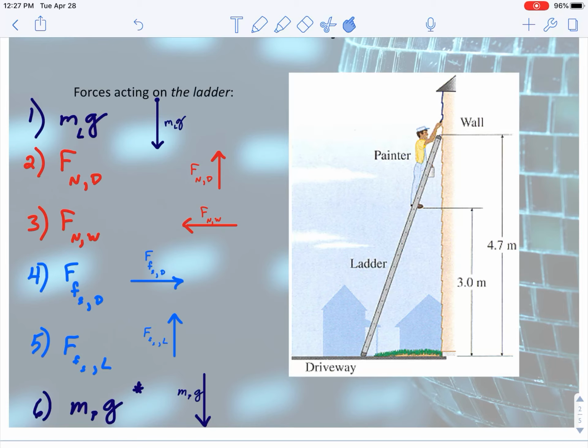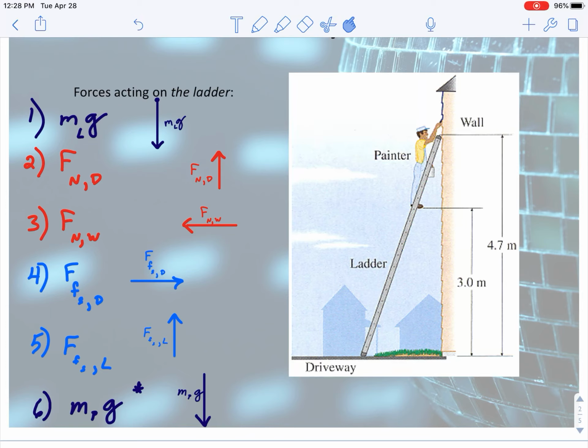The first force is going to be the weight of the ladder itself. Force of gravity is going to be equal to the mass of the ladder times g, which I am representing by m sub l multiplied by g. That vector is pointed downward, as shown to the left.